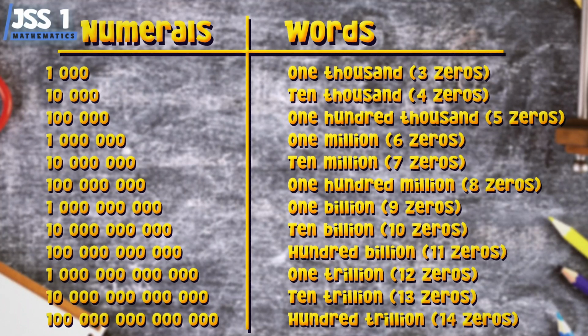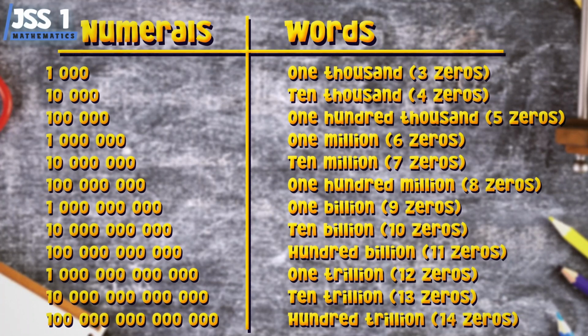1 with 10 zeros is 10 billion. 1 with 11 zeros is 100 billion. 1 with 12 zeros is 1 trillion. 1 with 13 zeros is 10 trillion, and finally, 1 with 14 zeros is 100 trillion.